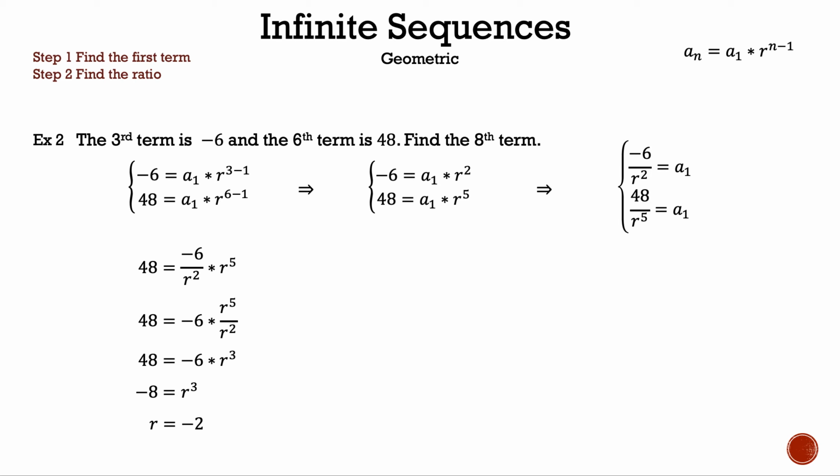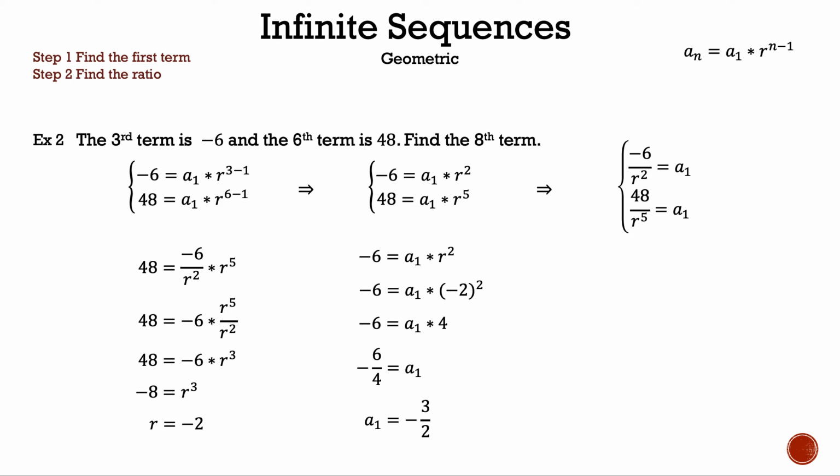Now we can substitute negative 2 into either the first equation or the second equation. Let's go ahead and use the first equation since we have smaller numbers. Now let's substitute negative 2 in for r, and now we have negative 6 is equal to a sub 1 times negative 2 raised to the power of 2. And negative 2 squared is 4. And now we have negative 6 is equal to a sub 1 times 4. Let's divide each side by 4. And now we have negative 6 over 4 is equal to a sub 1.